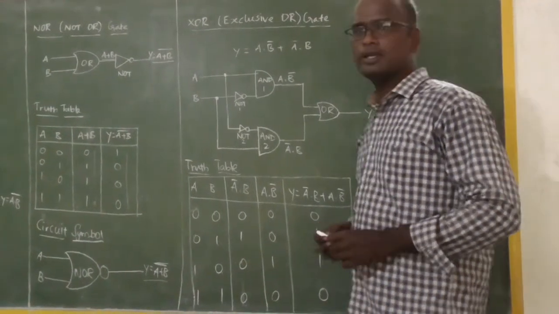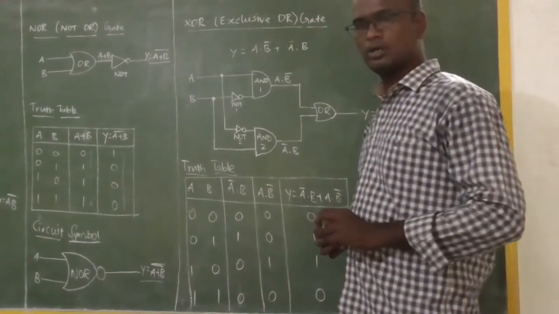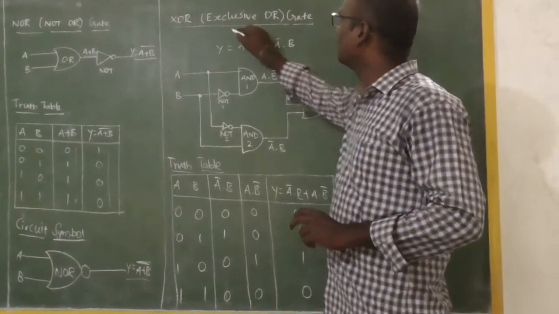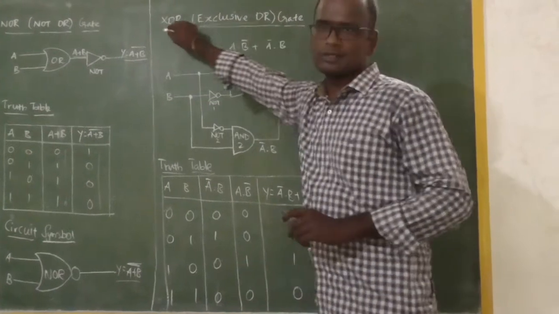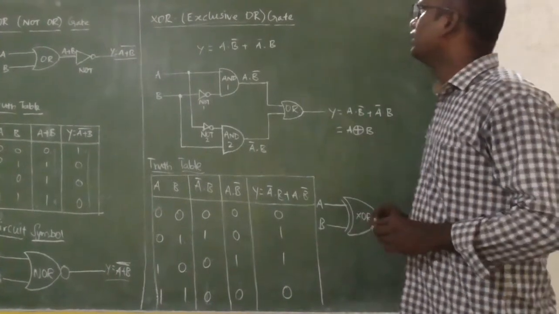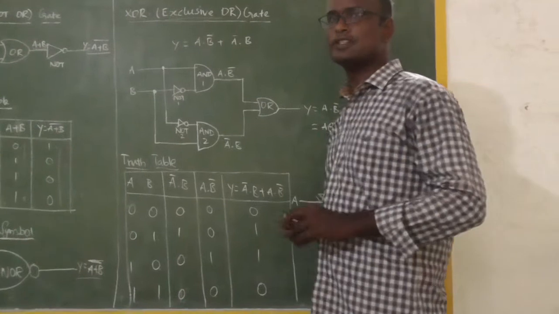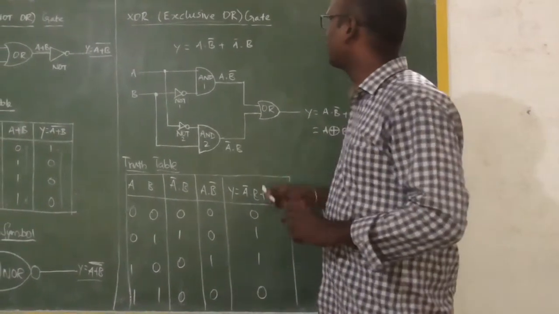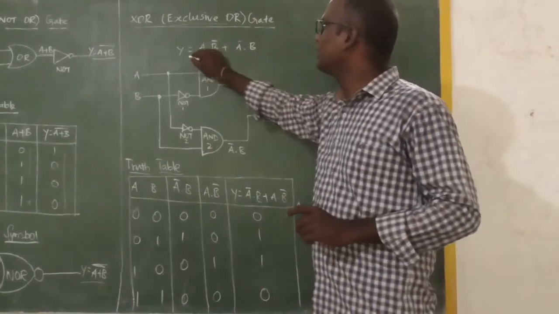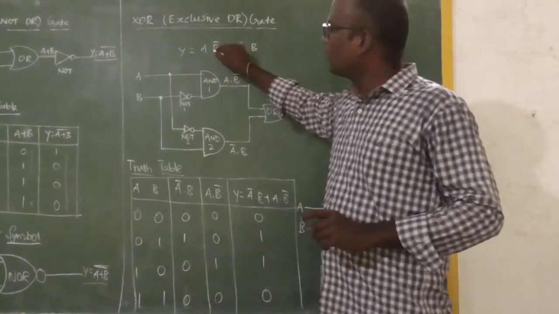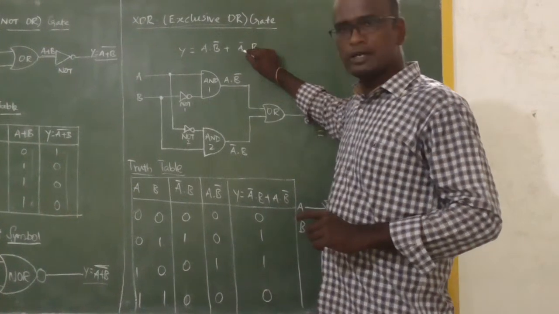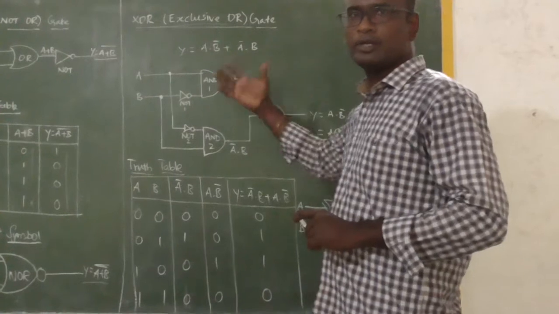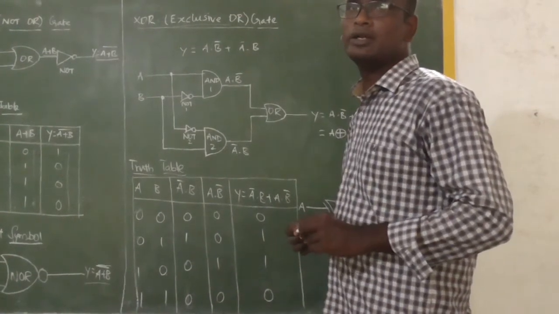Okay. The next gate in the combined logic gate group is the XOR gate. That is, the exclusive OR gate is the extension of OR. So the XOR gate, that is the exclusive OR gate, is a special kind of gate which is designed to justify the result Y is equal to A dot B bar plus A bar dot B. So this is the result we require from the XOR gate, the exclusive OR gate.